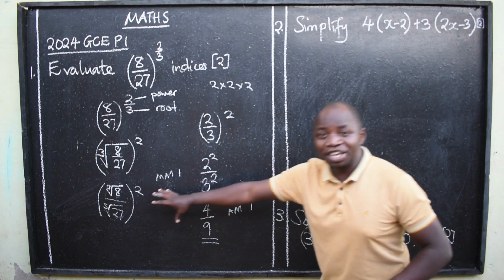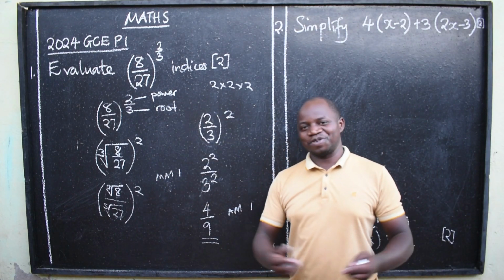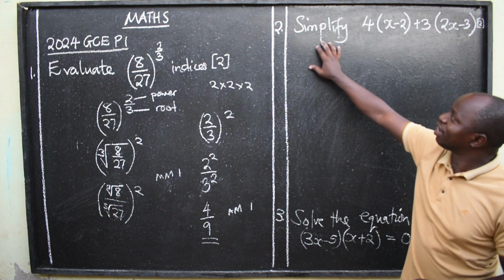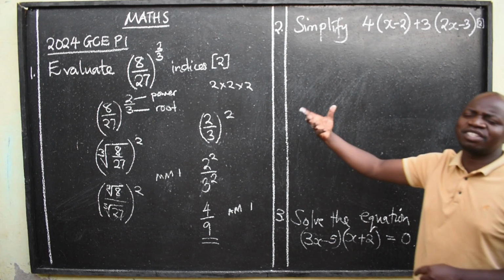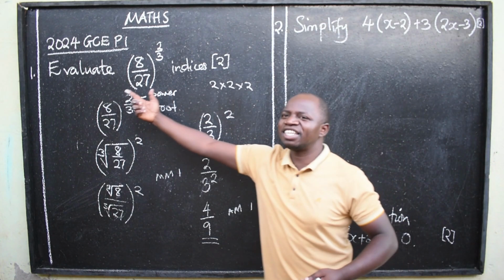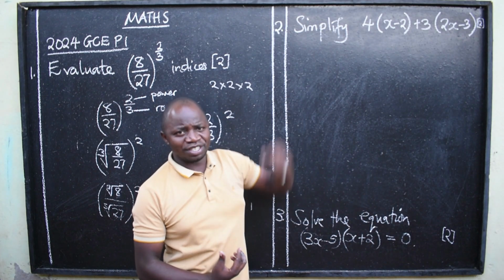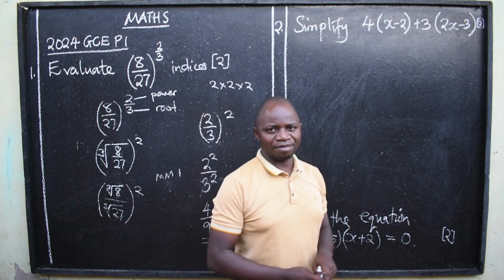When you show your work, you will see that you get that distinction you want. We have the second question here. Simplify. Here, they are asking you to reduce the number of terms. Make it simple. You are not finding the exact value, which is to evaluate. No, you are reducing the number of terms. Make it simple. That is simplify.